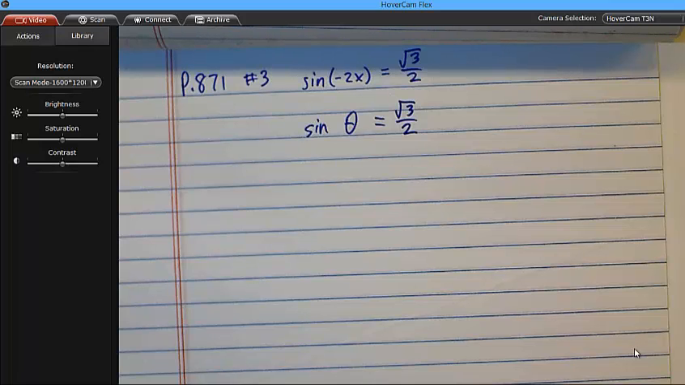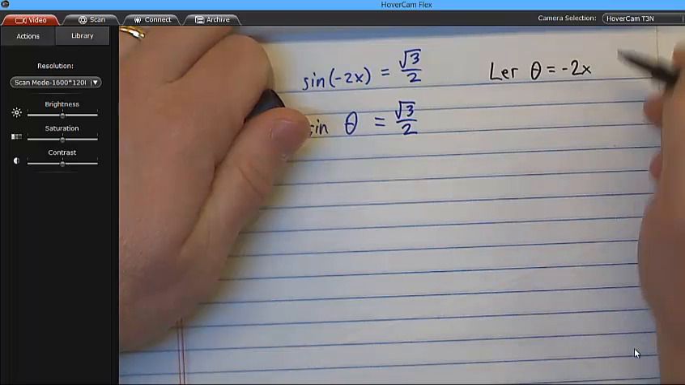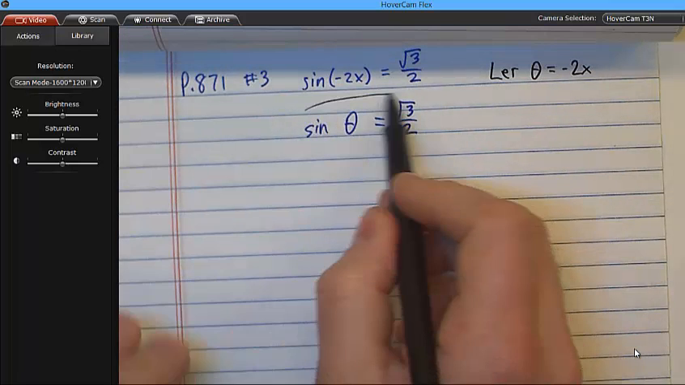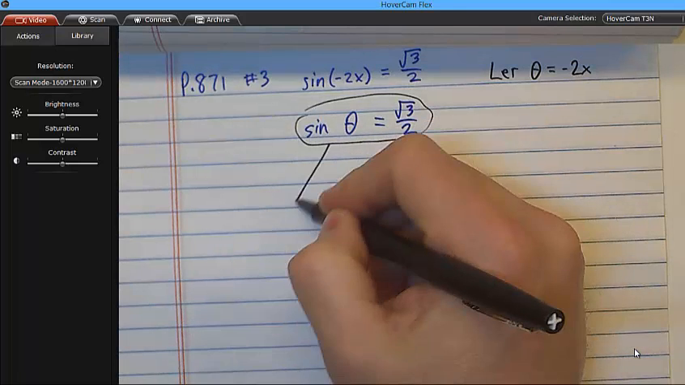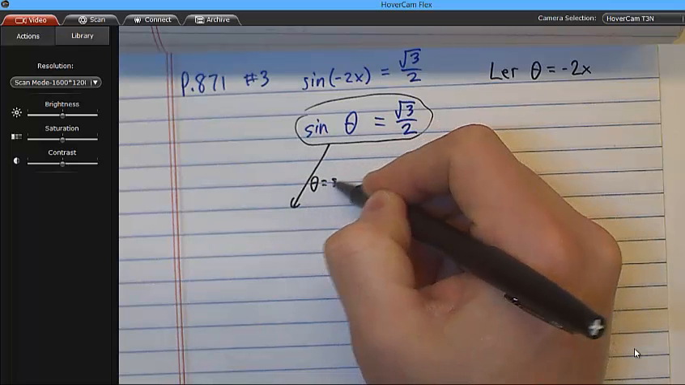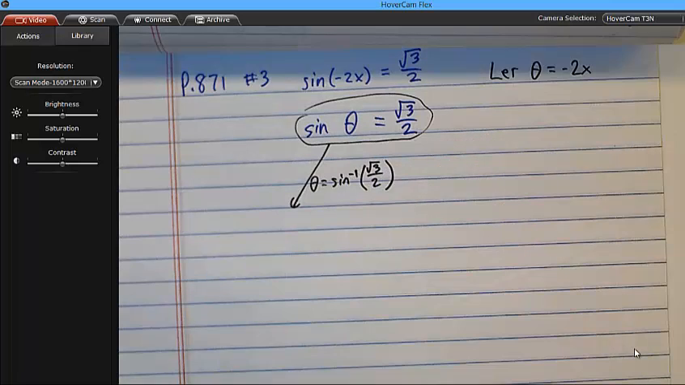And then what I'll remember is that I did a substitution here. What I did was I let theta be negative 2x. And when I do that, then I solve this equation. And we know that a trig equation has infinitely many solutions. We understand that, right? One of them I could get by doing theta is the inverse sine of the square root of 3 over 2. Matter of fact, I think my calculator's ready. I'm going to go ahead and do that.